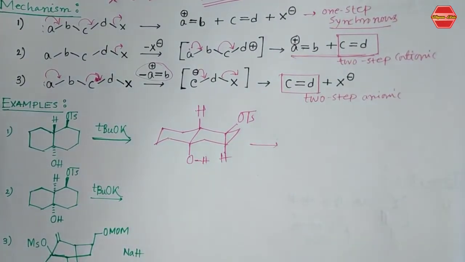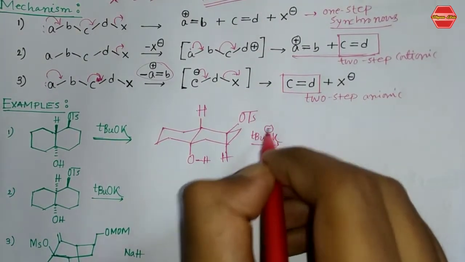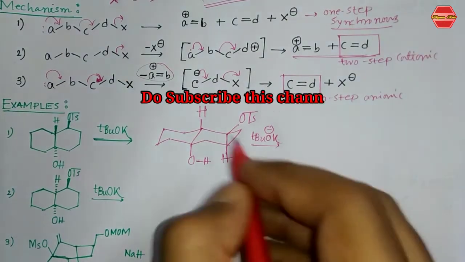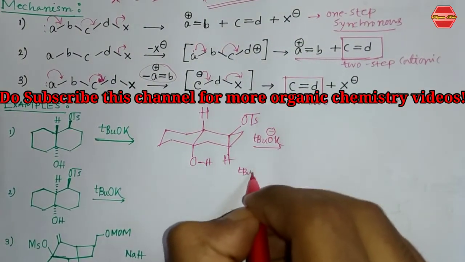Now when we are using the potassium tertiary butoxide, that is this one, this is a base, so it can take a proton from here. So let's see how the fragmentation takes place.